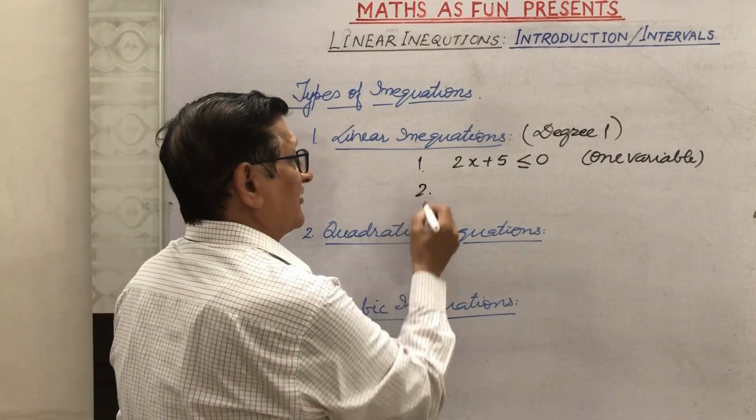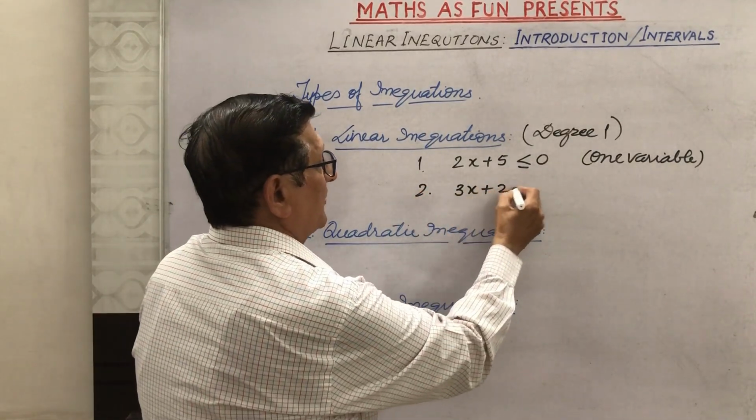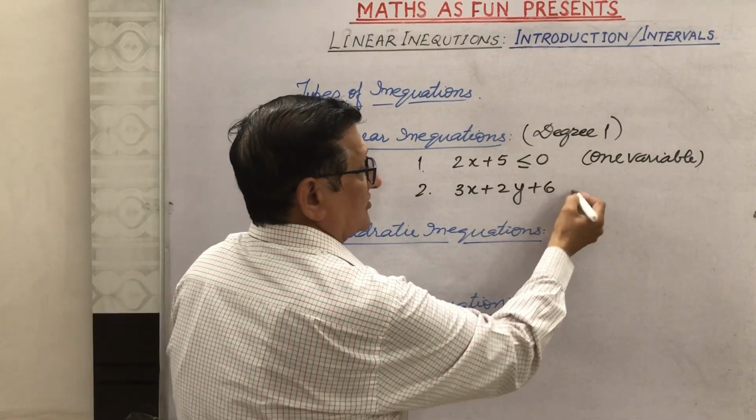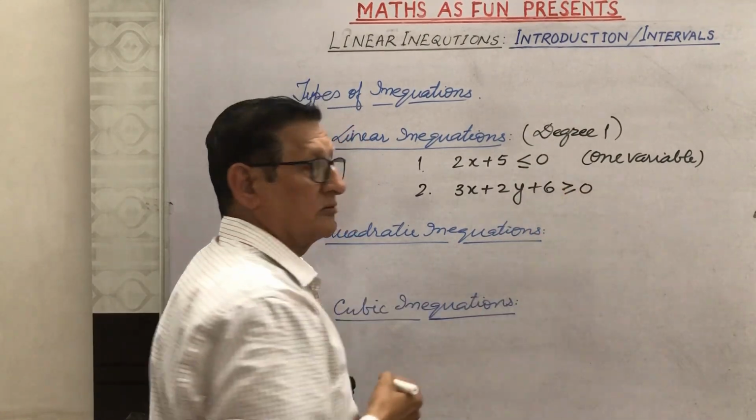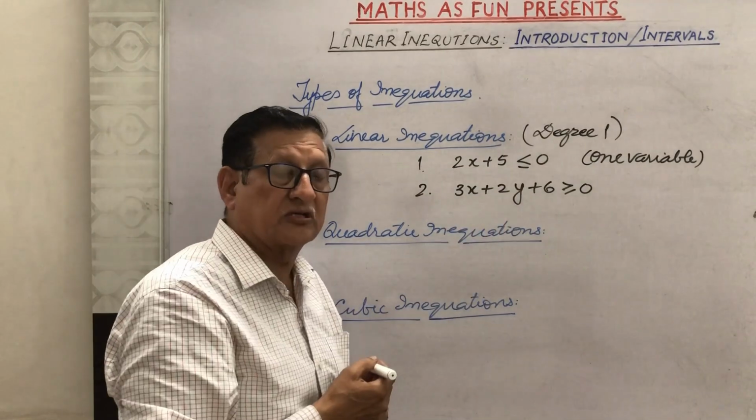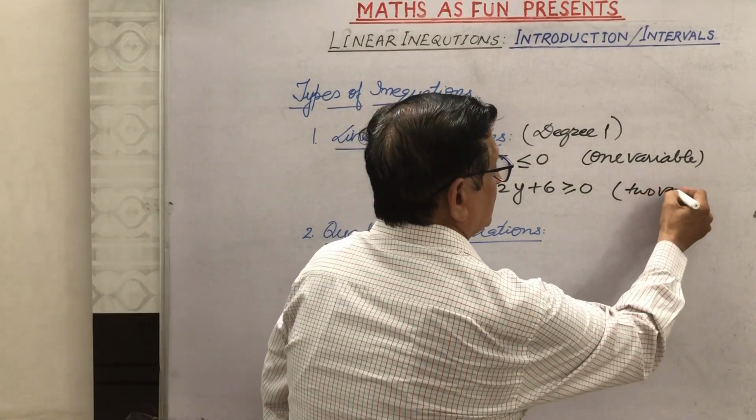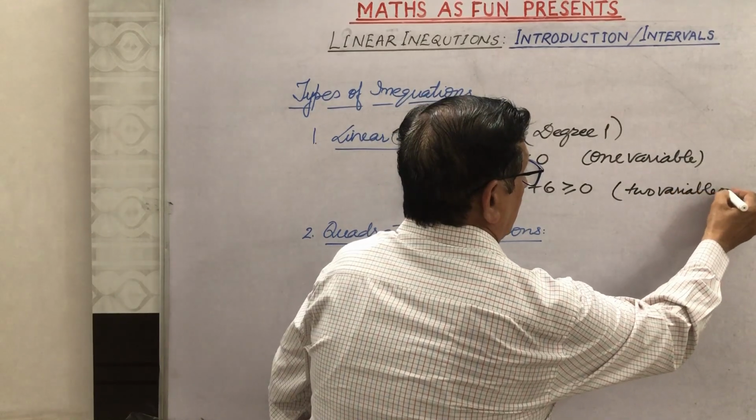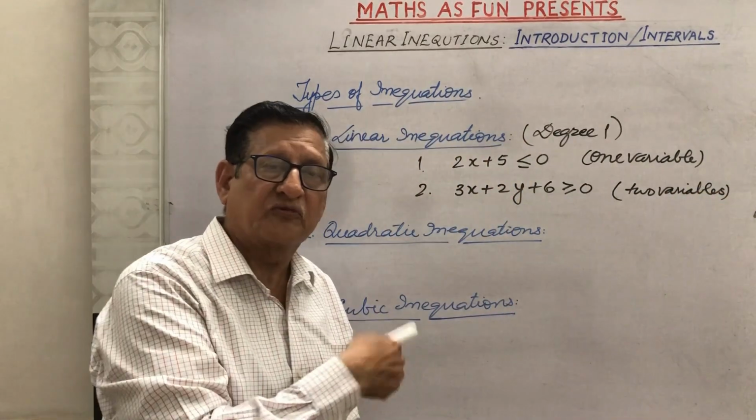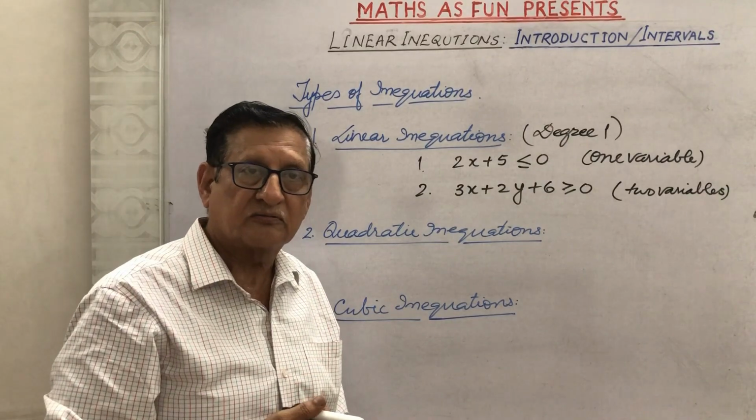Another example we may have, suppose it is 3x plus 2y plus 6 is greater than equal to 0. This is also a linear inequation, but it has two variables. Like this, there may be three variables or more variables.